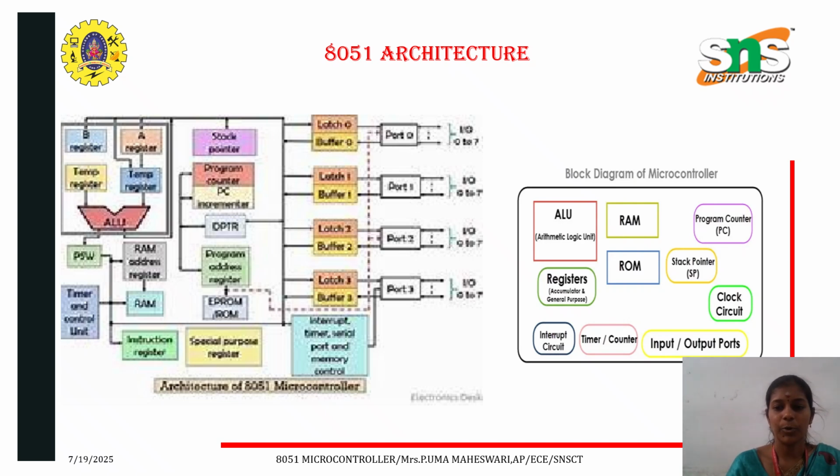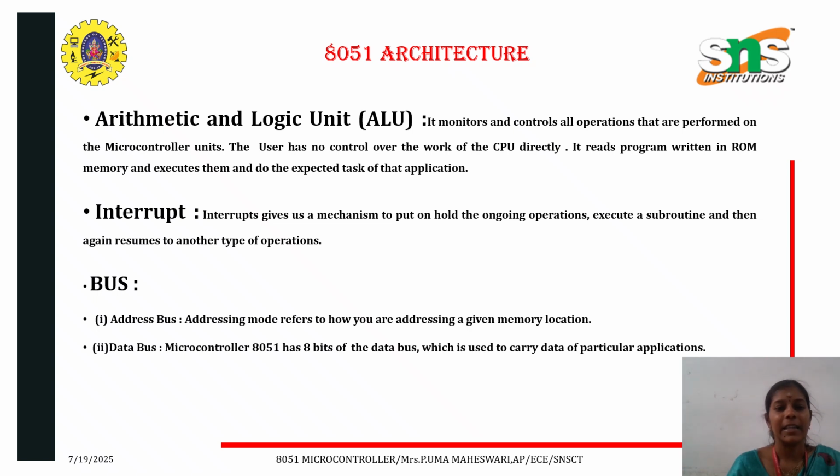The input output ports we have seen, from port 0 up to port 3. The arithmetic and logic unit monitors and controls all the operations that are performed on the microcontroller unit. The user has no control over the work of the CPU. It is a predefined one, whether it is a processor or controller. It reads the program written in ROM memory and executes it to do the expected task, based on your application.